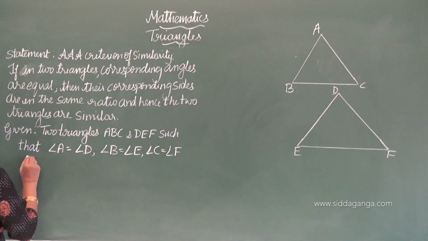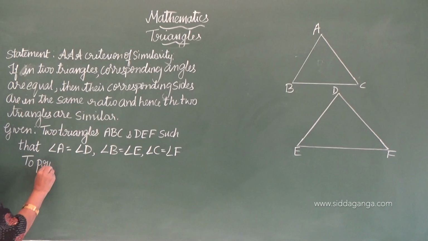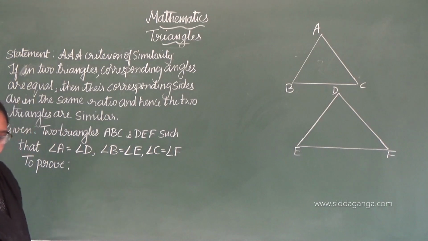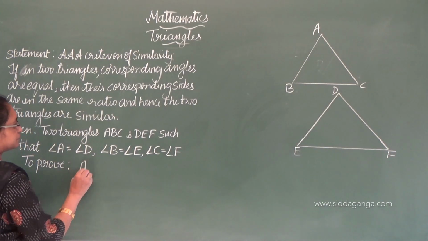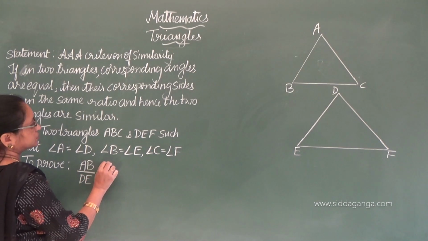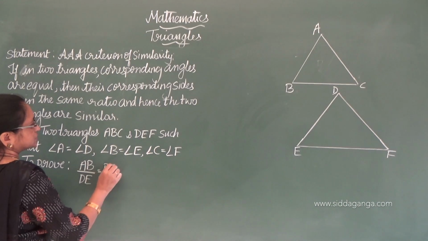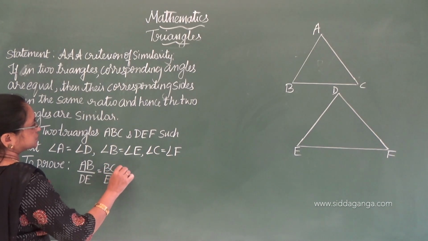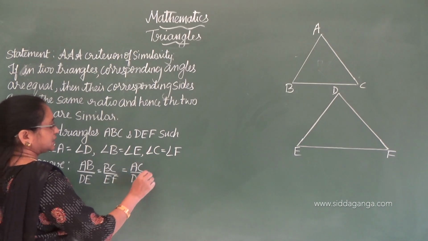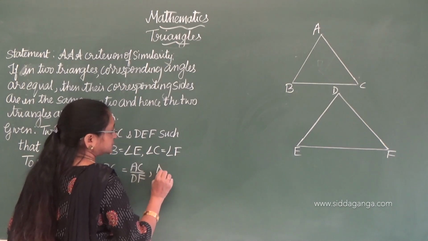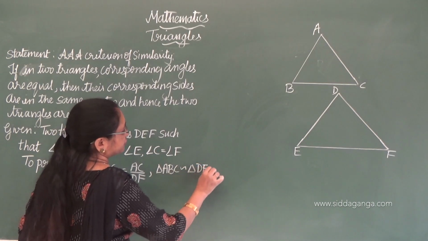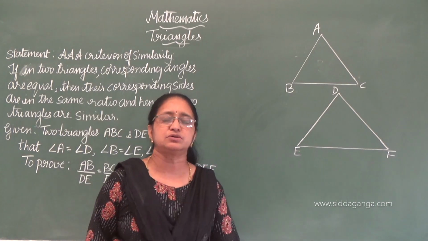What you have to prove? First you have to prove their corresponding sides are equal. That is AB by DE is equal to BC by EF is equal to AC by DF, and hence you have to prove that triangle ABC is similar to triangle DEF. I hope you understood what you need to prove.